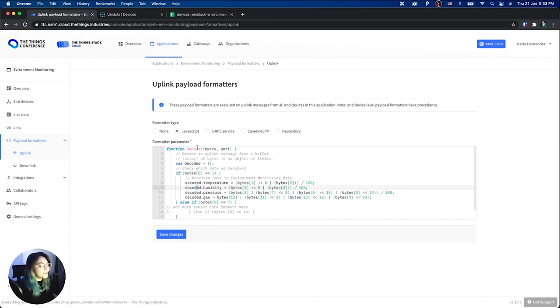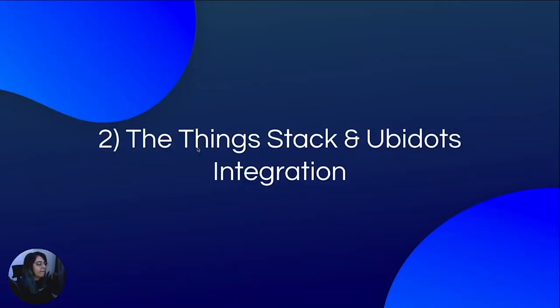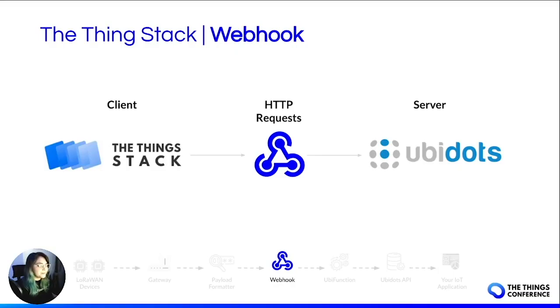So let's jump again to our presentation. Now, next step, the ThingStack and Ubidots integration. Basically, to communicate with our Ubidots account, we need to configure a webhook in the ThingStack. To do this, an HTTP request will be executed to exchange data between a client and a server, which in this case, the ThingStack is the client and Ubidots refers to the server.